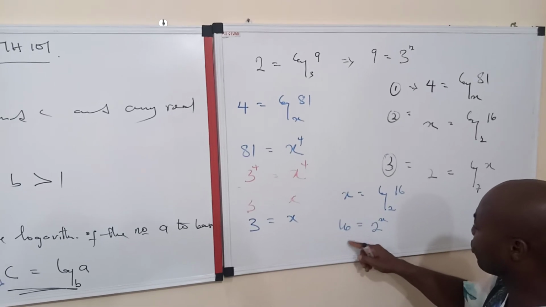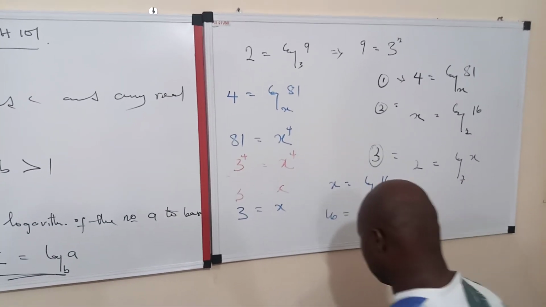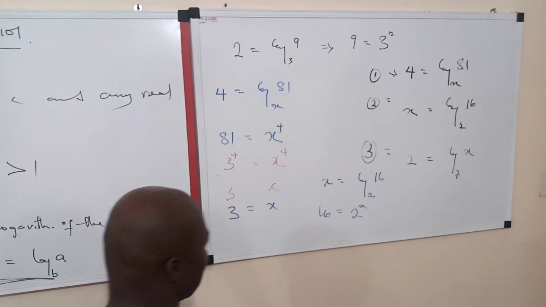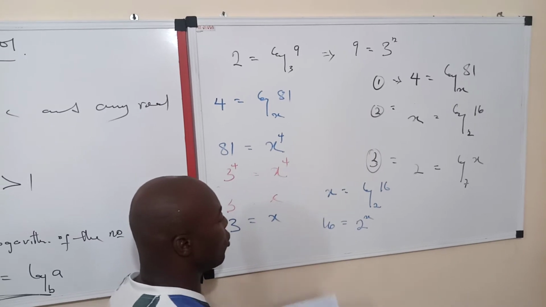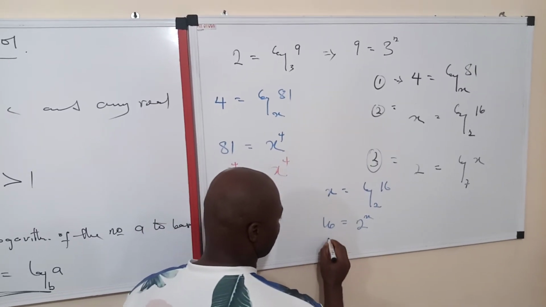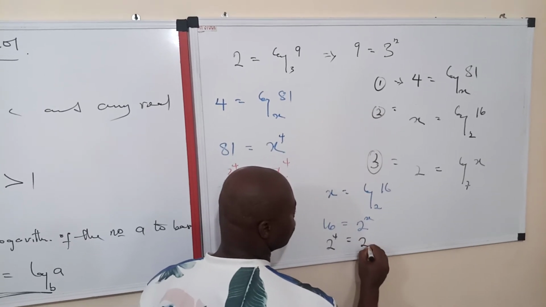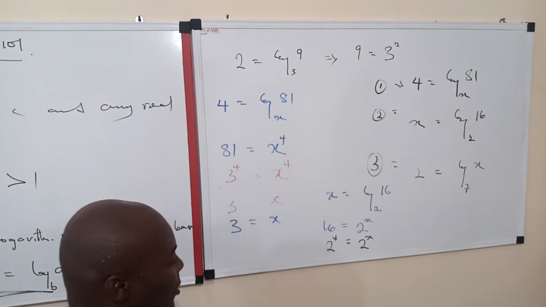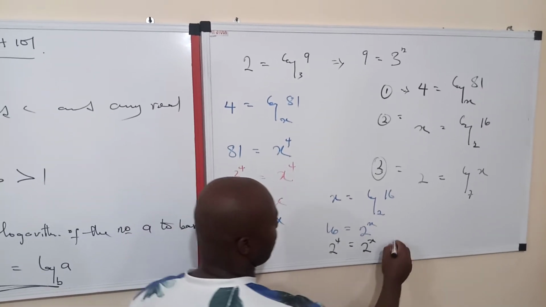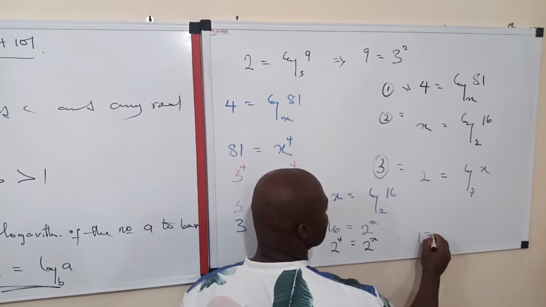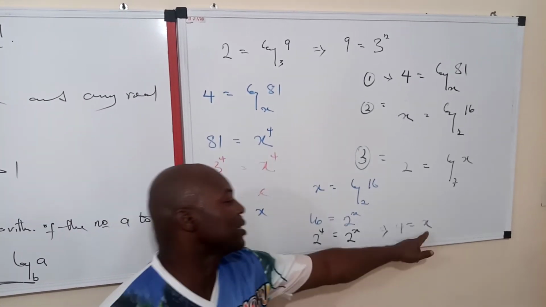How many times are we going to raise 2 so that we can have 16? If you look at it, it's also as simple as ABC. 2 times 2 times 2 times 2, 2 in 4 places, will give us 16. So you can rewrite this as 2 raised to power 4, which is equal to 2 raised to power x. You can see that in this case the bases are now the same. So if the bases are the same, then you have 4 is equal to x. So in this case, our x is equal to 4.